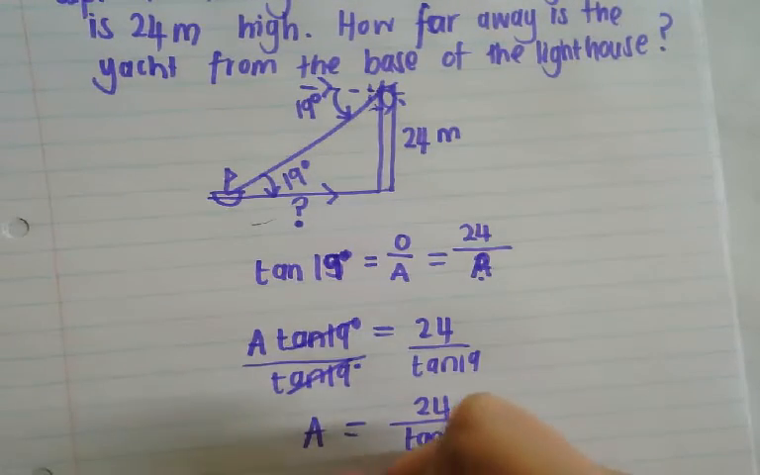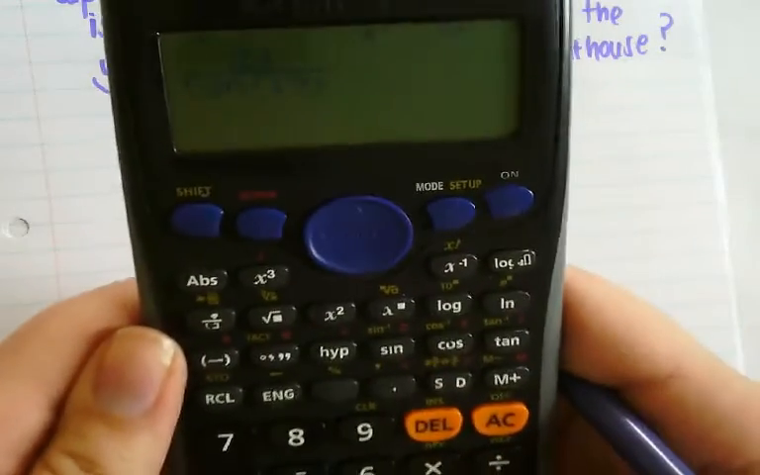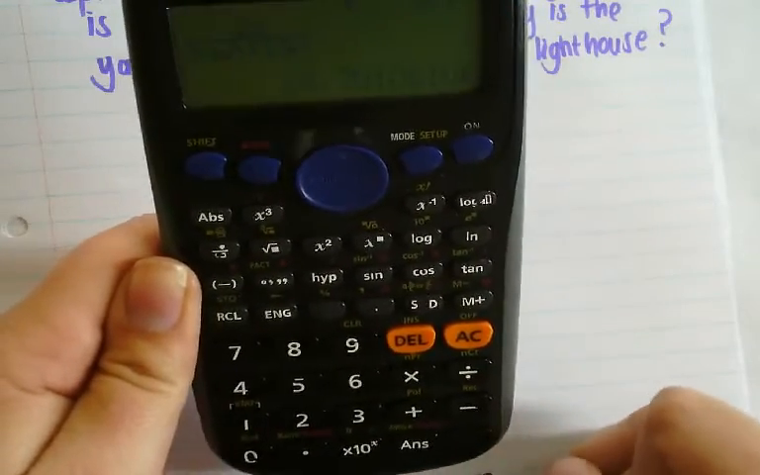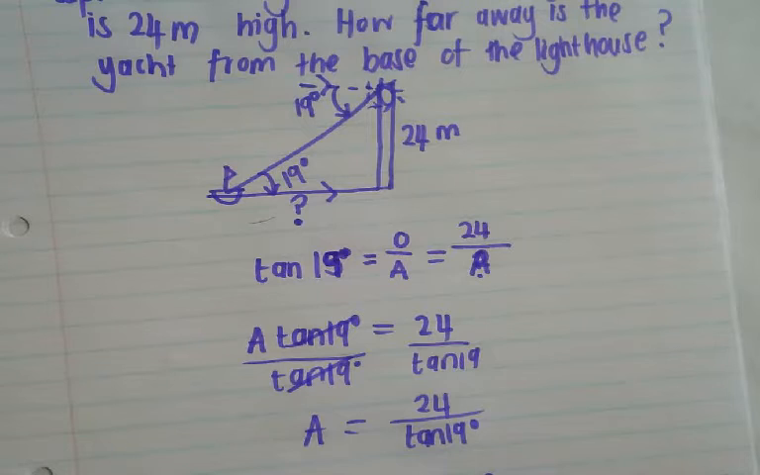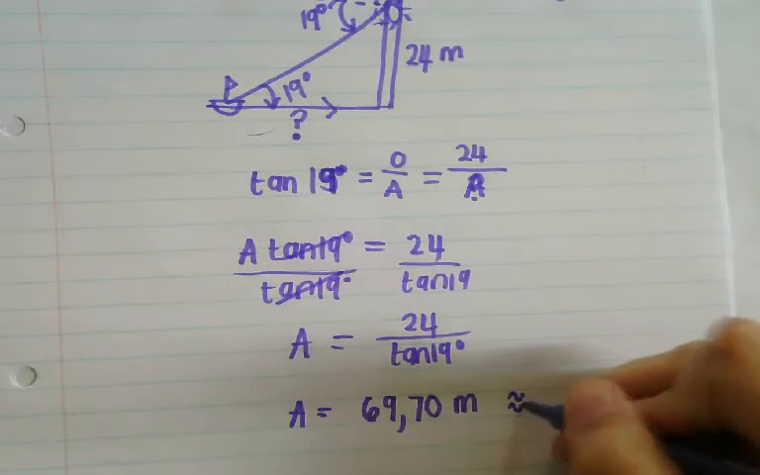So we go to my calculator, type it in, close that bracket. I'm also going to get an error. Tan 19, close the bracket, giving me 69.70 meters away. And if we wanted to round off to the nearest meter, what's my nearest meter? 70 meters away.